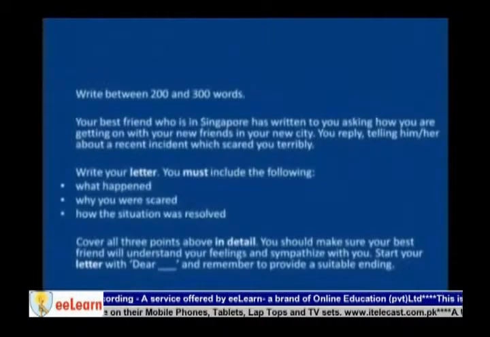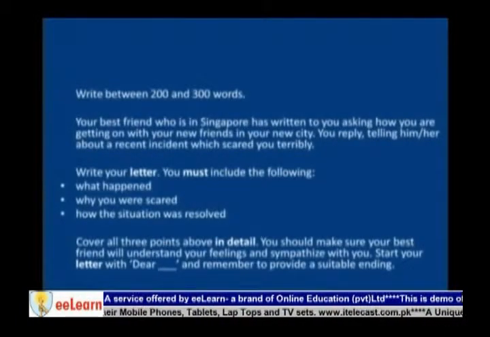Now, let's have a look at the question that we have here. You need to write between 200 and 300 words. A question that as per the examiner comes in front of you might look as a question that I've given here. This is an example question, a sample that is for you to read. Your best friend who is in Singapore has written to you asking how you are getting on with your new friends in new city. Your reply telling him or her about a recent incident which scared you terribly.